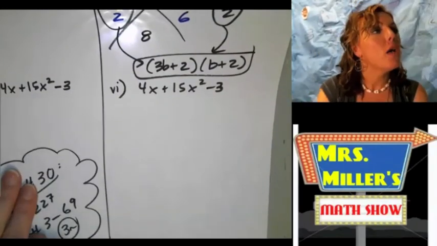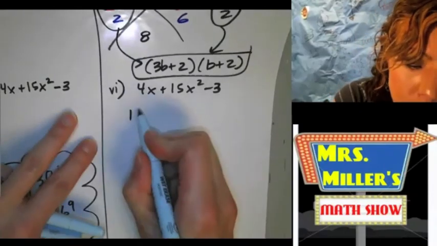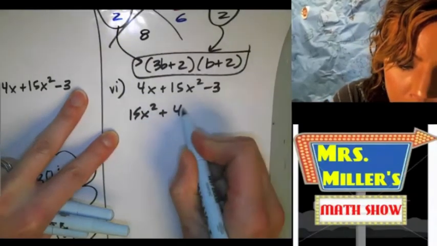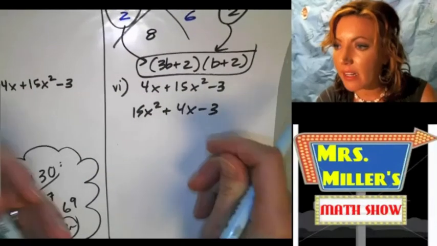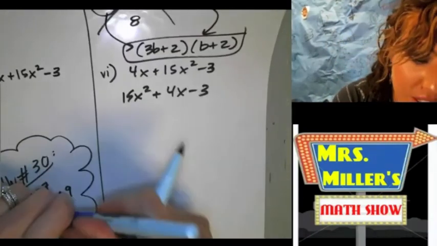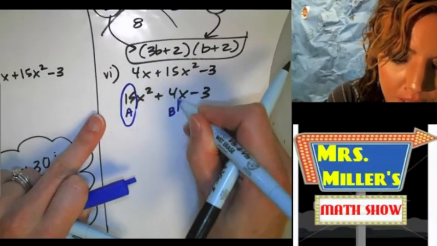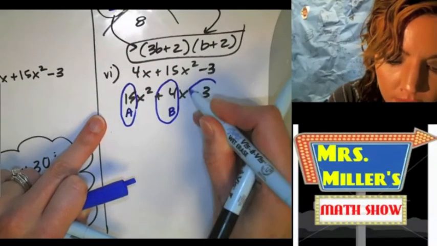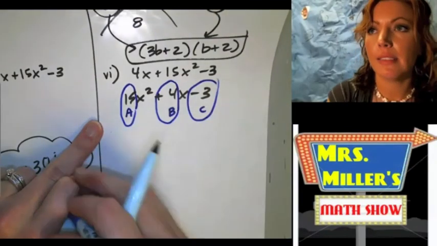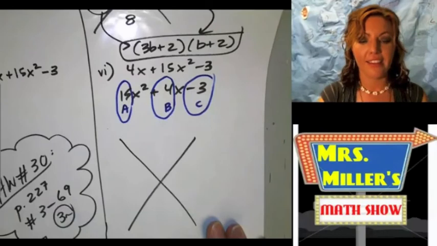Okay, so, Desi, what would it be in descending order? 15x squared, plus 4x, minus 3. Good. All right, give it up for Desi again. Okay, so, do I have a volunteer who would like to come up and do this? You want me to give you guys a little bit of time, or do you just want to do it? Just do it.